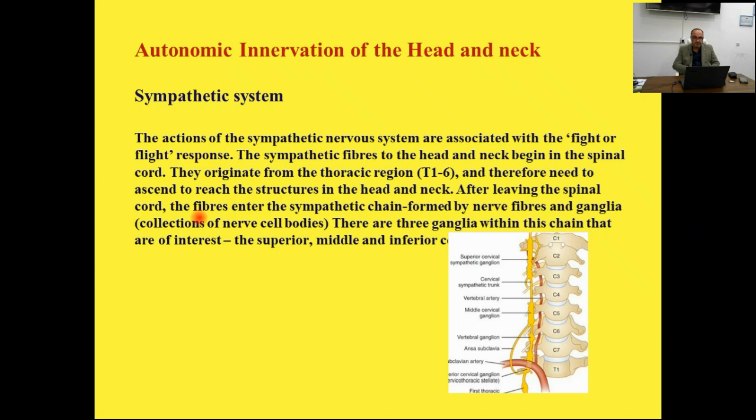The sympathetic fibers to the head and neck begin in the spinal cord. They originate from the thoracic region from T1 to 6, and therefore need to ascend to reach the structures in the head and neck. After leaving the spinal cord, the fibers enter the sympathetic chain formed by the nerve fibers and ganglia, and there are 3 ganglia within this chain that are of interest: superior, middle, and inferior cervical ganglia.